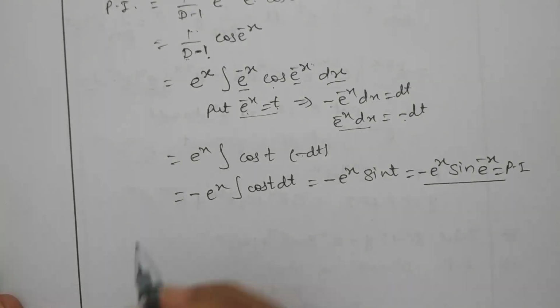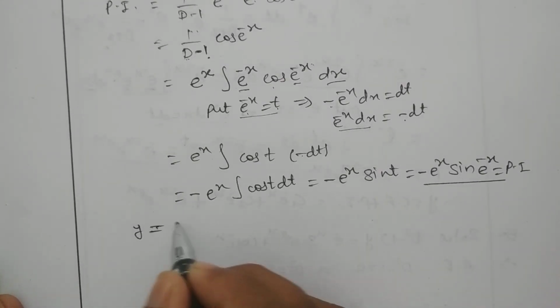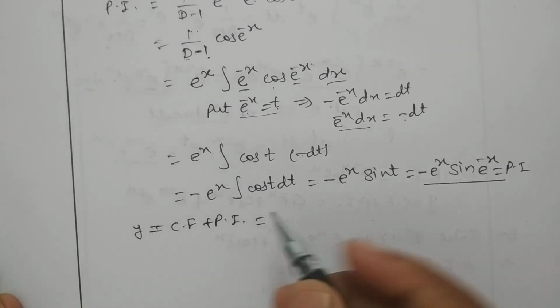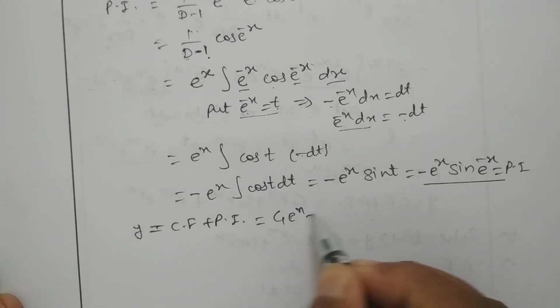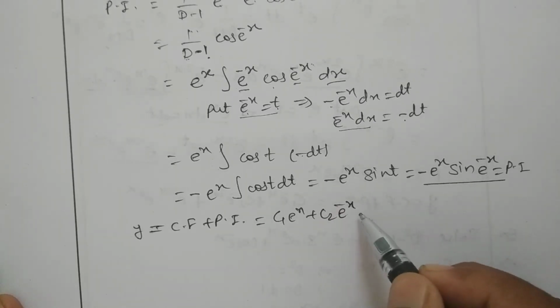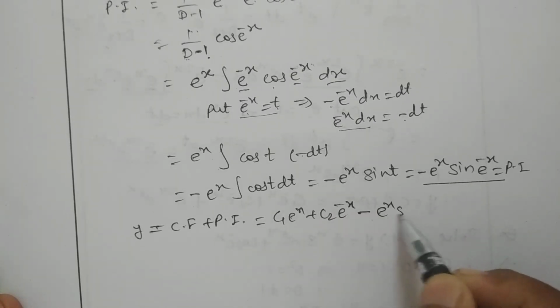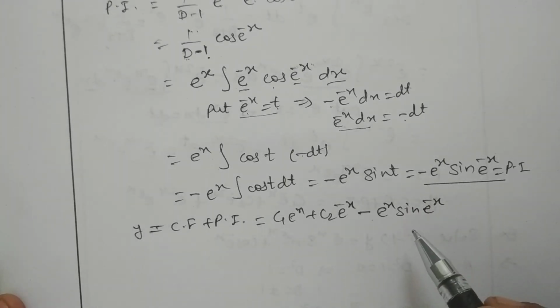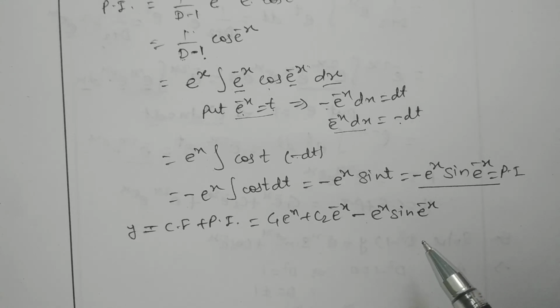So what is the general solution? Y is equal to CF plus PI. This equals C1 e raised to x plus C2 e raised to minus x plus PI, which is minus e raised to x sin of e raised to minus x. This is our final solution for this example. The remaining examples we will see in the next lecture. Thank you.